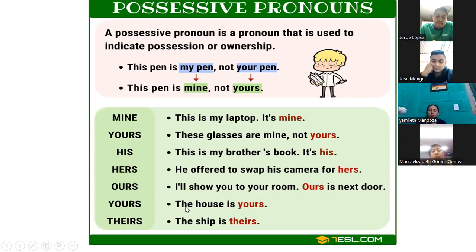Now yours, the house is yours. La casa es tuya. Okay, the house is yours, or this is your house. Okay, the house is yours. Theirs, the ship is theirs. La nave es de ellos, right? En este caso es el barco, right? La nave es el barco. The ship is theirs. Okay, you see, guys, these are some examples.